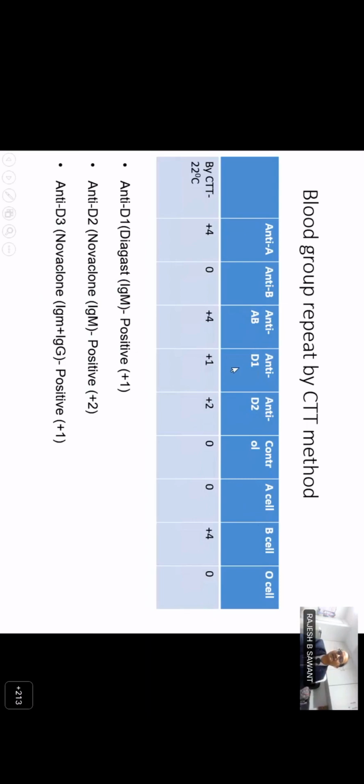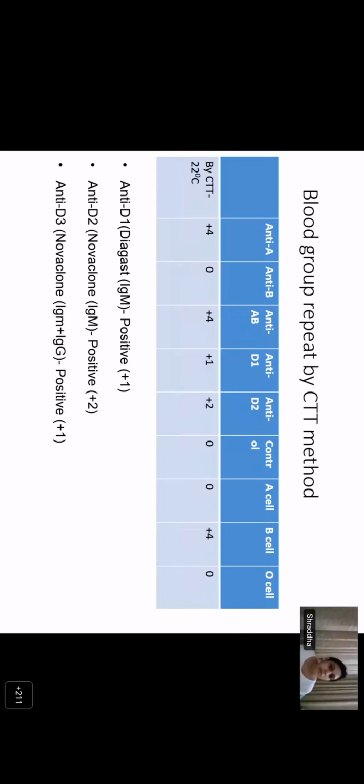Now here, what we have done, instead of one reagent, 2 different reagents have been used. Right? From different manufacturers. So there is one which is the IgM type reagent, which is showing 1+ agglutination. The other manufacturer, also IgM type, is showing 2+ agglutination. And there is one more that was used, which is a combination of IgG plus IgM, right? And that is showing 1+ agglutination. So how would you interpret these results?